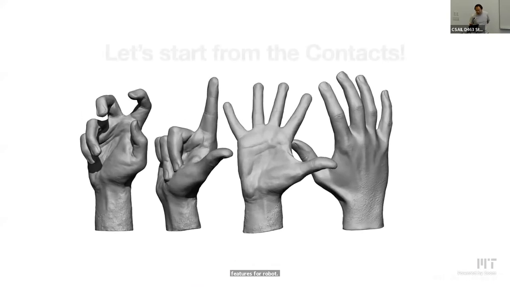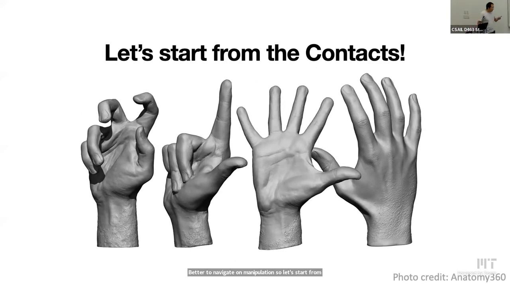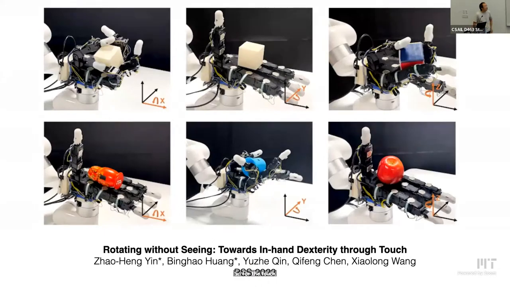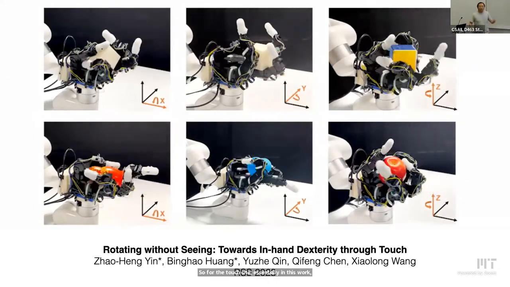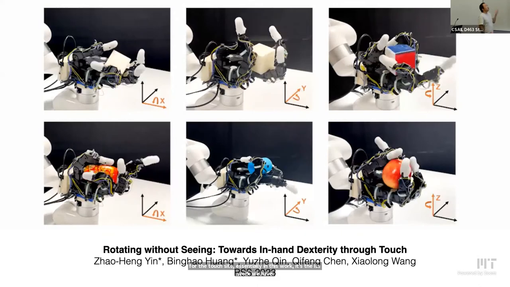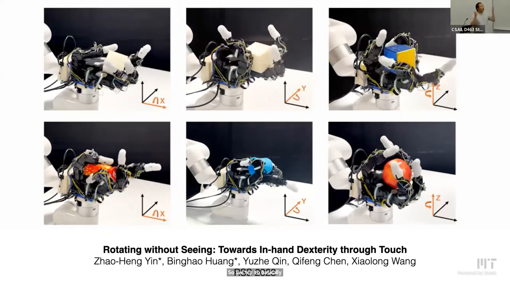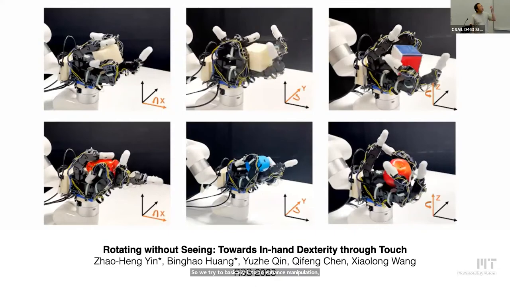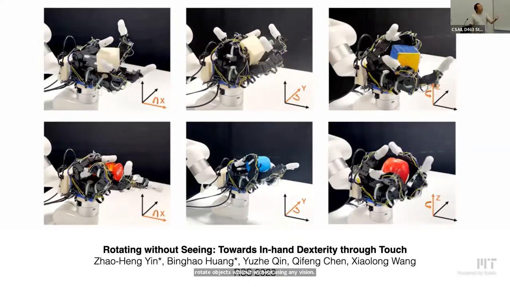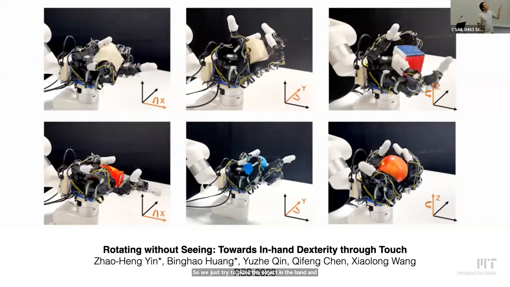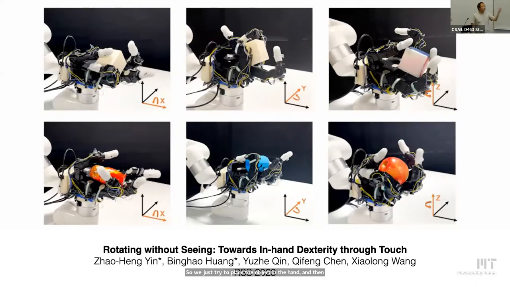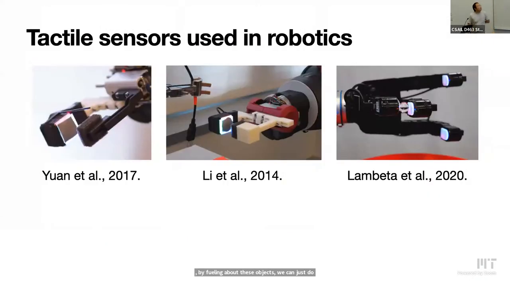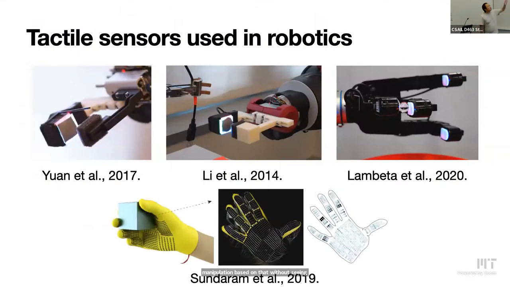So let's start from touch. On the touch side, in this work, the ISS work we have, we try to learn to do in-hand manipulation, rotating objects without using any vision. We just place the object in the hand, and by feeling these objects, we can do manipulation based on that without seeing. Again, there are a lot of tactile sensor approaches here as well, and like I said before, a lot of the focus is on tactile sensing on the fingertips.